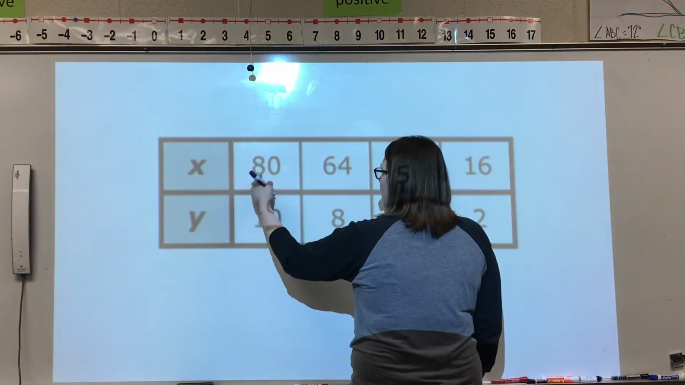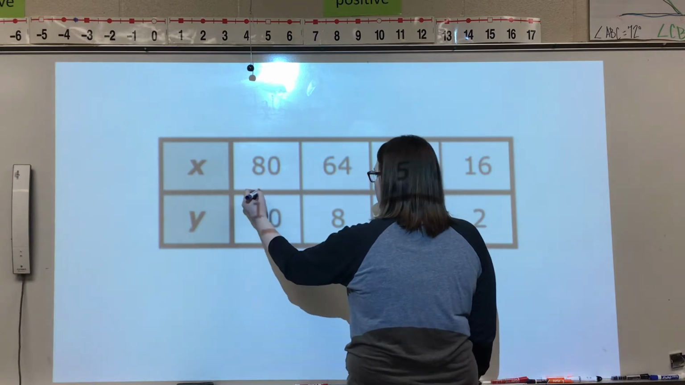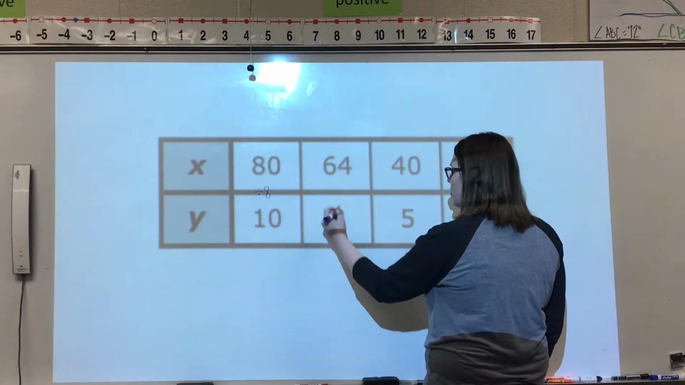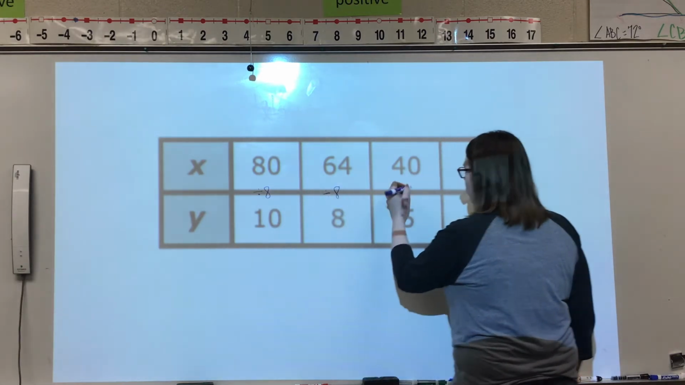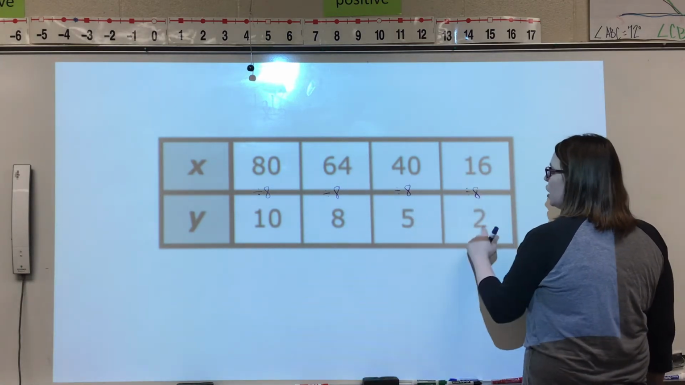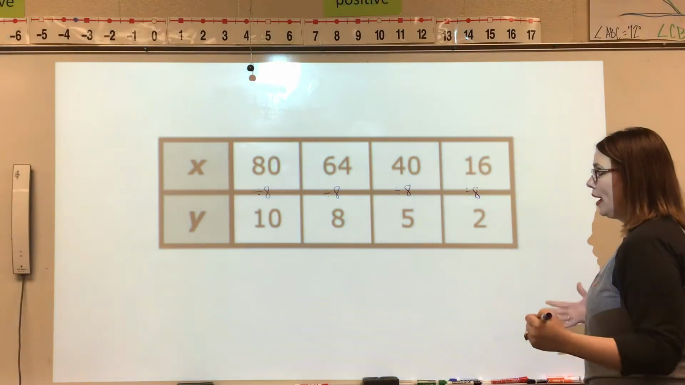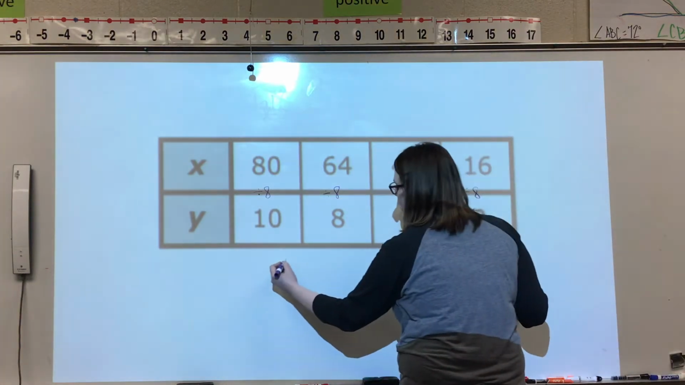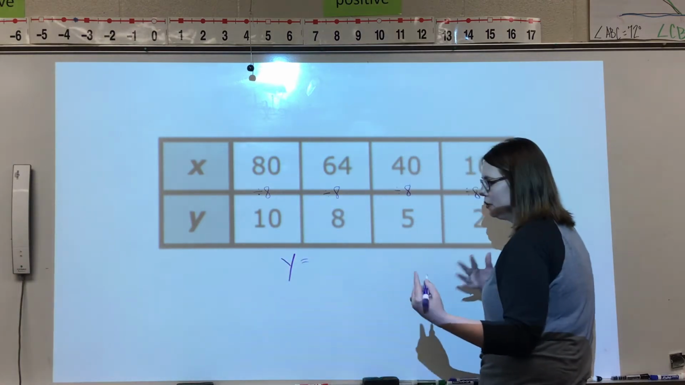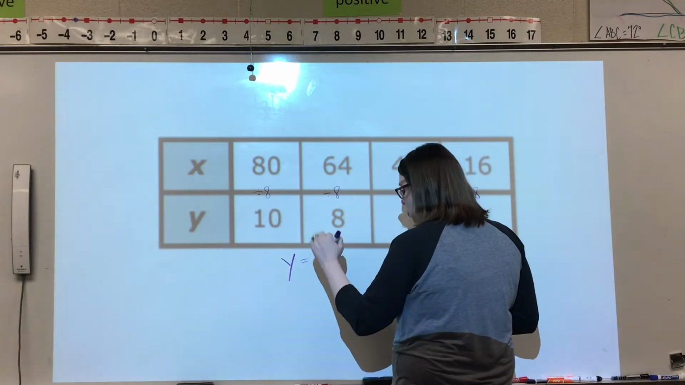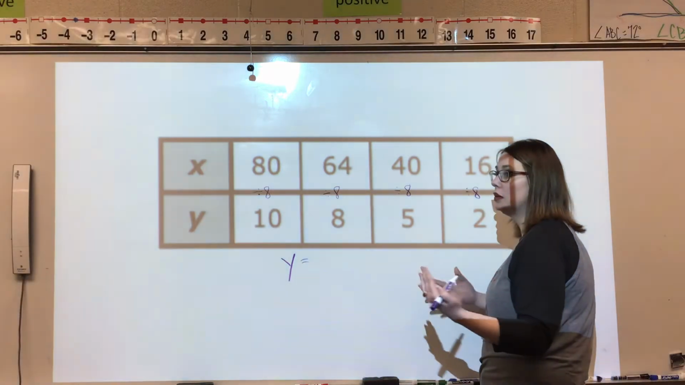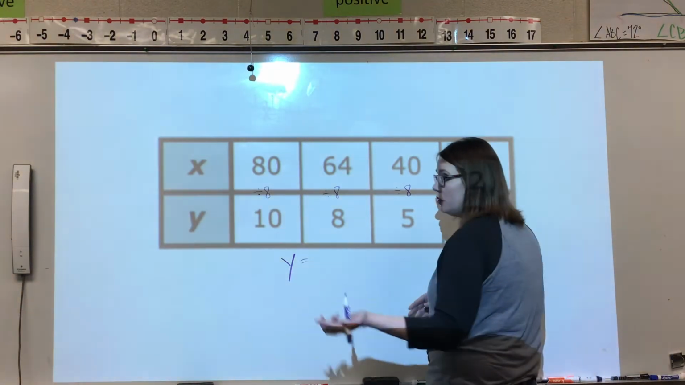So 8 divided by what is 10? Well, 8. So 64 divided by 8, 40 divided by 8, 16 divided by 8, and these all check out. So the way I can write this, again, I always start with y equals. Y equals, now it doesn't show me how to do it as division necessarily. We've talked all year about how fractions are division. So this would be represented probably by a fraction. And there's two different ways we could do that.